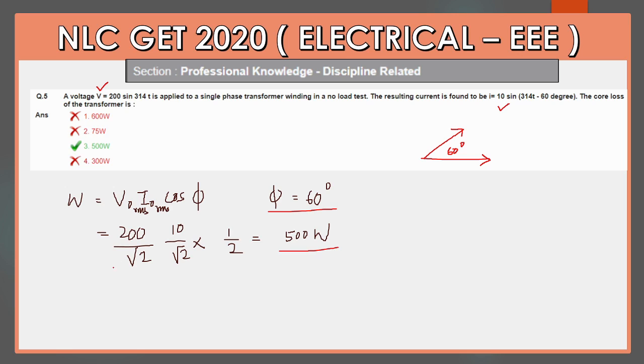Why 200 by root 2? Here Vm, the maximum value, is given as 200. So if you want to calculate the RMS value, you divide it by root 2. So 200 by root 2. Similarly, you can calculate for the IRMS.